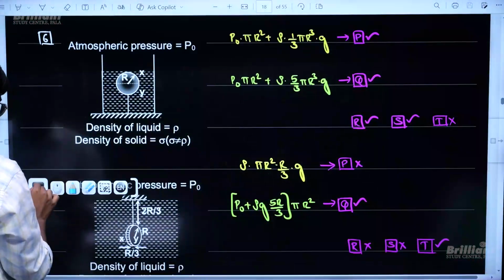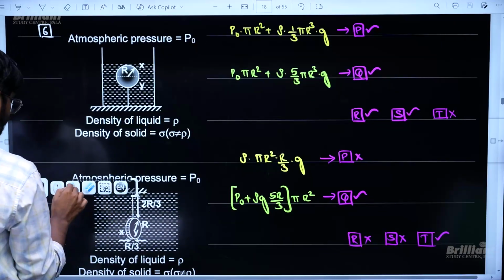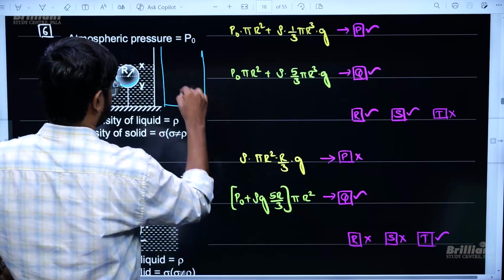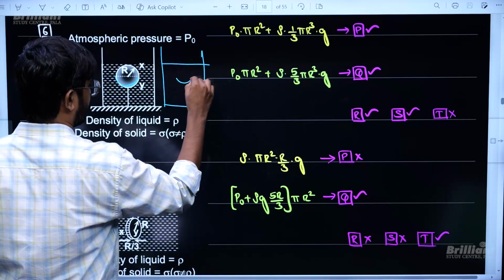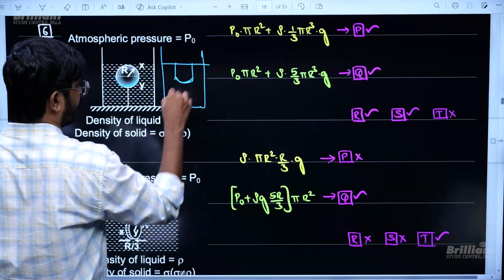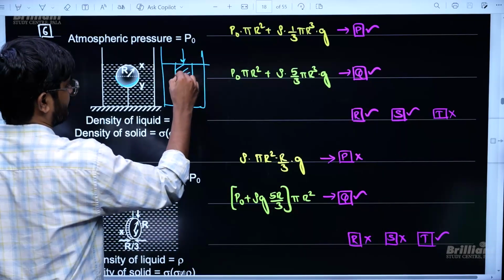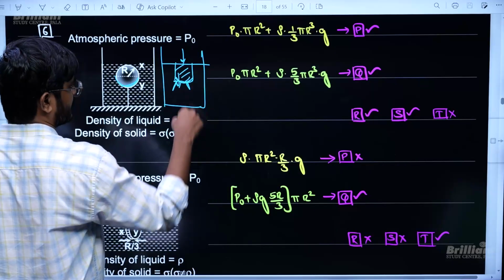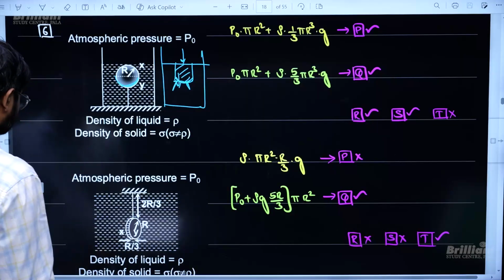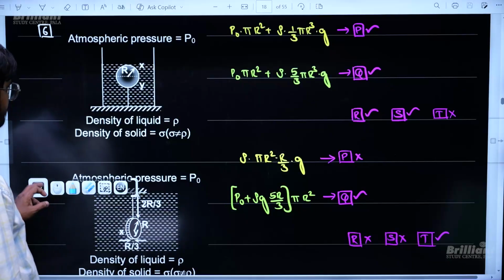Similarly, if you want to talk about this part, I can say the force on this curved part and this curved part will be the same. So I will draw the free body diagram of this, and I can say this pressure force plus this weight is balanced by the force on this curved part, this pressure force plus this weight, right. Then the rest of the options you should be able to understand easily.